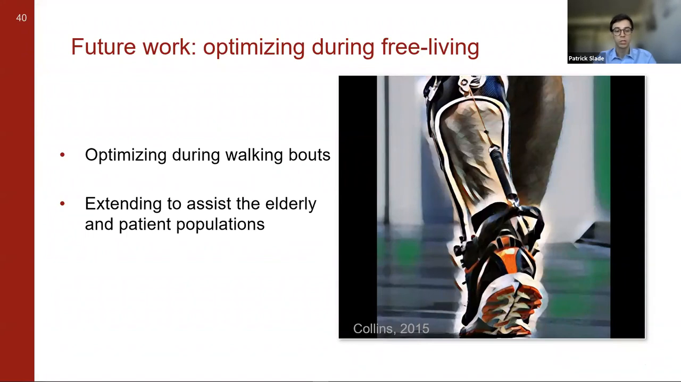So a large reduction in energy expenditure using a fully portable system. This would be a good test of how it applies to the real world. And then from there, we could try to extend this to assist the elderly or other patient populations who might really need these devices to get around.